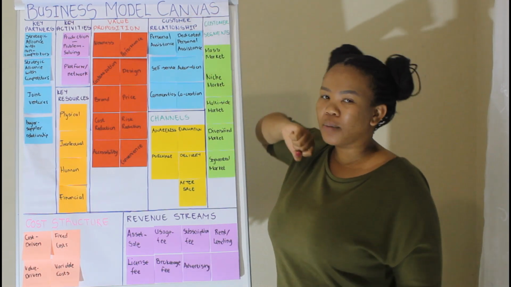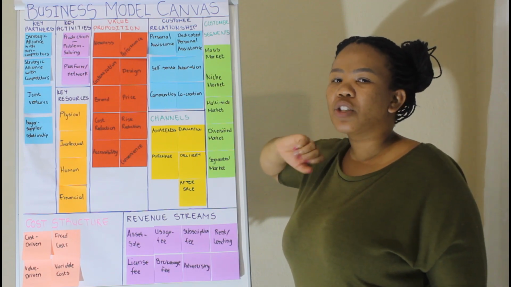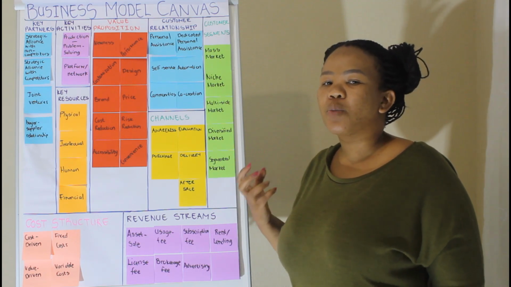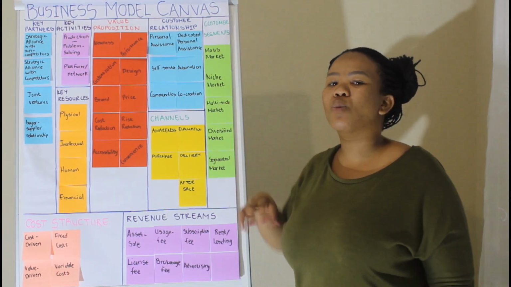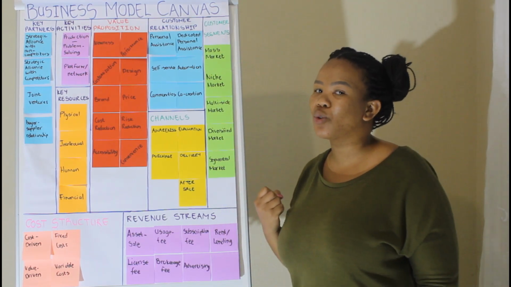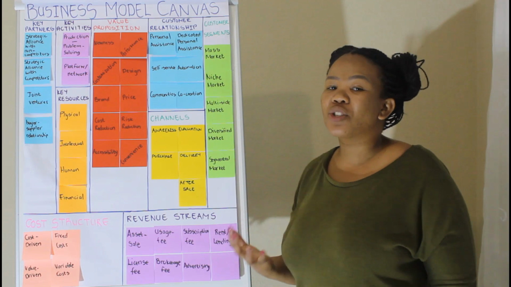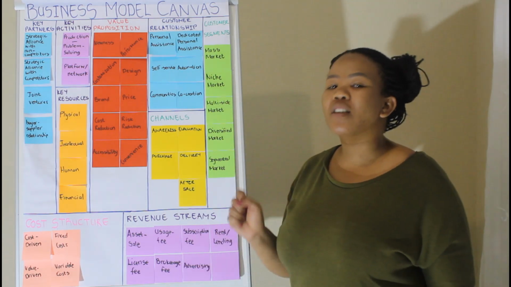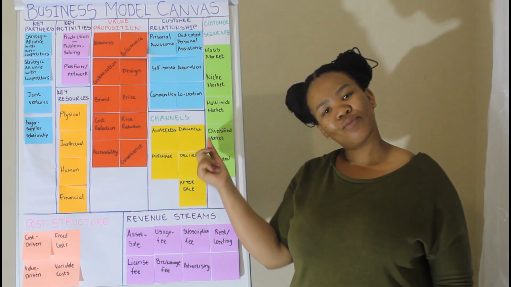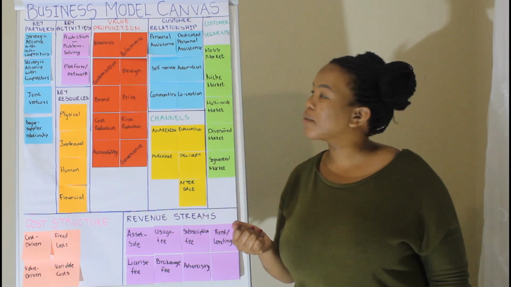Number 2 is customer relationships. Customer relationships asks what kind of relationship this customer segment expects to build and maintain with you. Customers know the kind of relationship that they want to build with you, and if you default on that relationship, they're going to tell you.